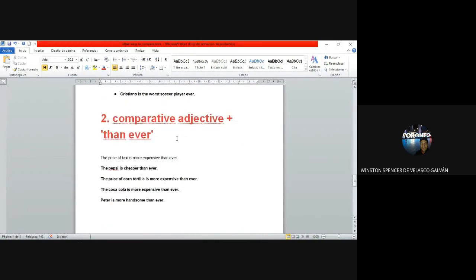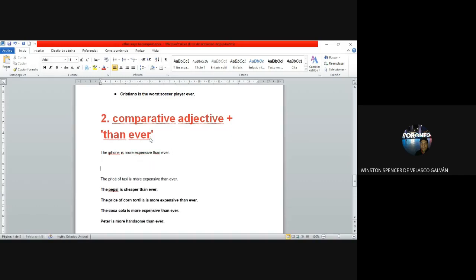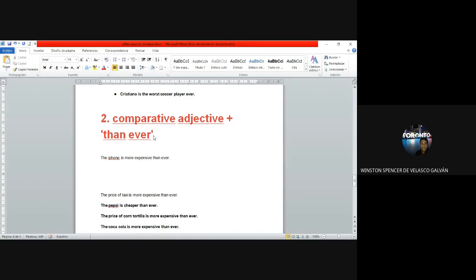Y por último tendríamos la siguiente manera. En esta, primero tenemos que hacer un comparativo. Y por último poner la palabra than ever. Aquí vamos. The iPhone is more expensive than ever. If we want to translate this sentence, it could be something like this. El iPhone está más caro que nunca. La palabra than ever significaría que nunca, ¿vale? Another sentence.